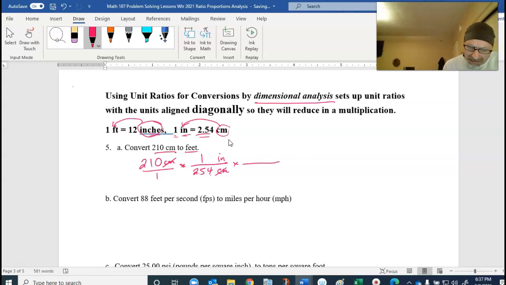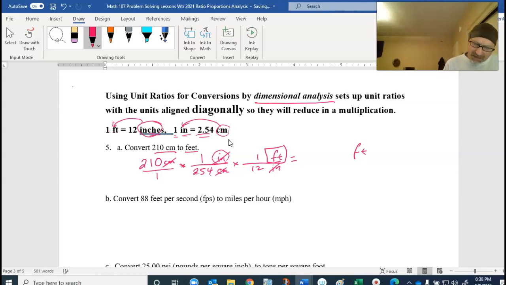And now in the next unit ratio, how do we get from inches to feet? If inches is in the numerator here, we're going to put inches in the denominator here, so it will reduce just like centimeters did. And inches will go to feet this way. And so there's 12 inches in 1 foot. And now our inches will reduce, and the remaining unit is feet, which is what we wanted in the first place.